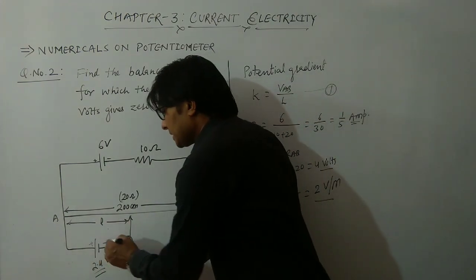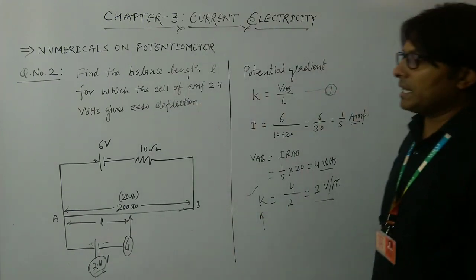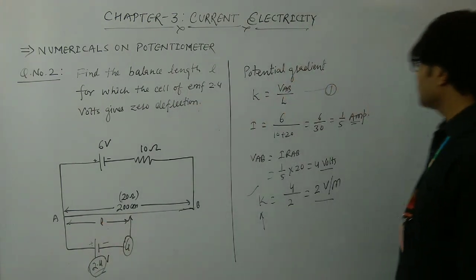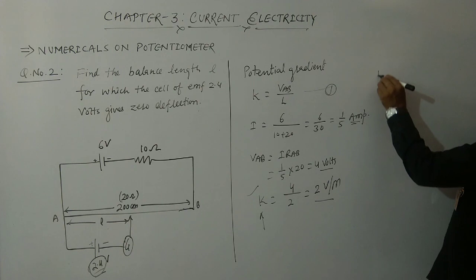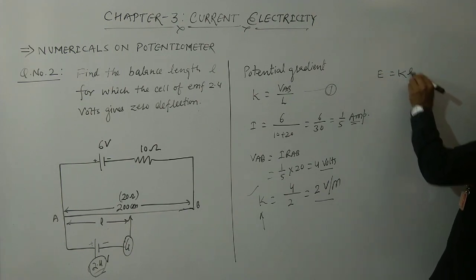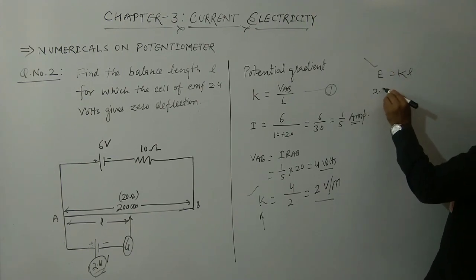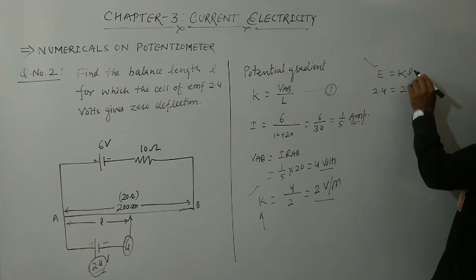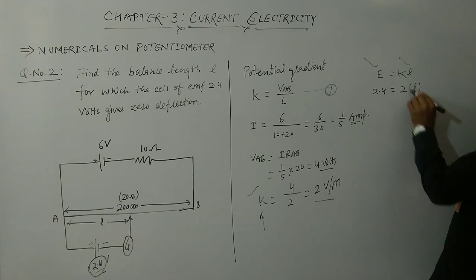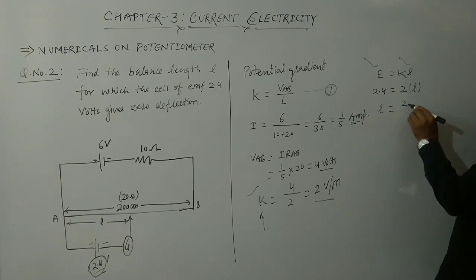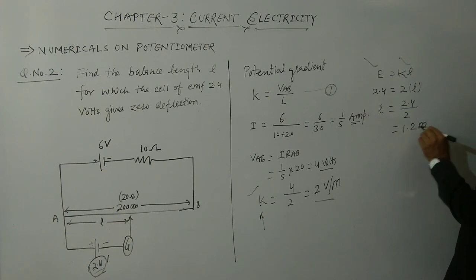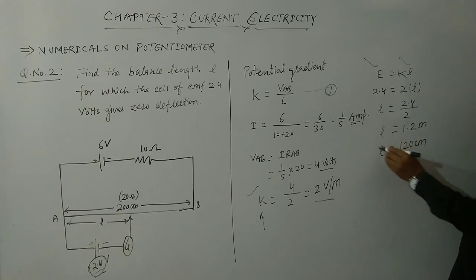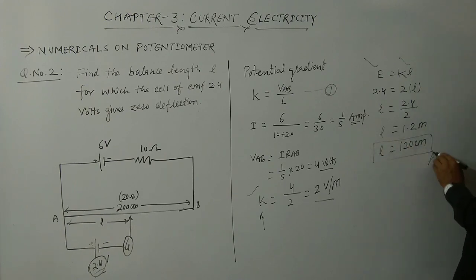The EMF of this cell, that is 2.4 volt, will be balanced by this length L. So we can write E is equal to KL, and E is given as 2.4 volt. K we have already calculated as 2, and we have to find the value of the balance length L. So L will be 2.4 divided by 2, that is 1.2 meter, or 120 centimeter. So this is our answer.